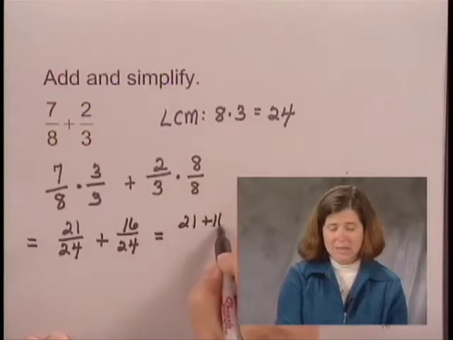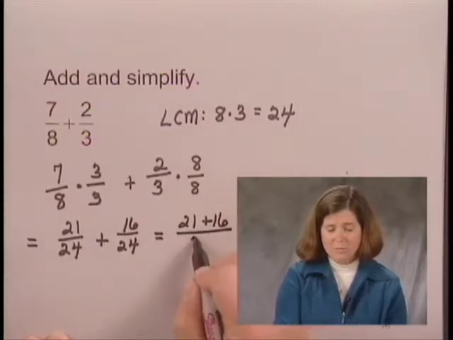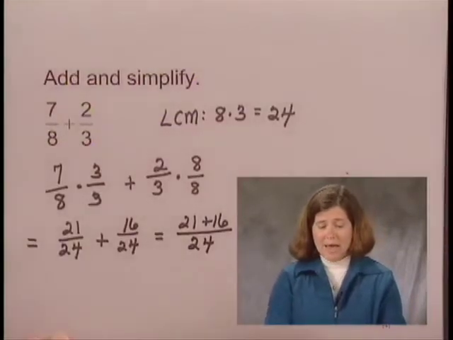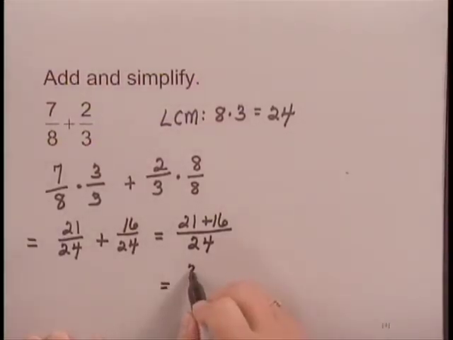21 plus 16 all over that denominator of 24. I keep the common denominator. Adding the numerators, I have 37/24. 37 is not factorable, so I know I can't simplify this, so I'm done with the addition.